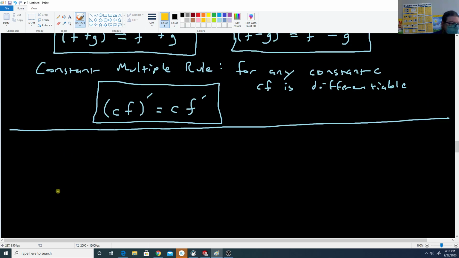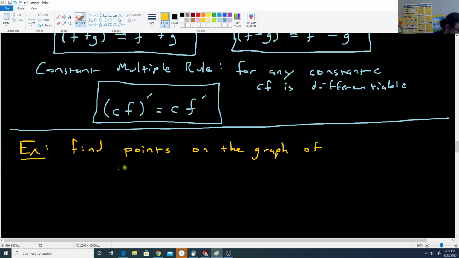So next example. This is example 3 in the book. We want to find points on the graph of f of t equals t cubed minus 12t plus 4, where the tangent line is horizontal.